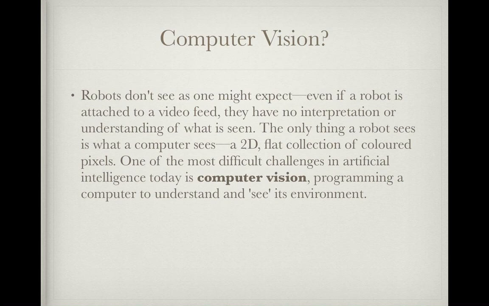Computer vision. Now this is a concept that's a little difficult in AI technology today. Robots don't see as you might expect. Even if a robot is attached to a video feed, they have no interpretation or understanding of what they're seeing. The only thing a robot sees is what a computer sees: a 2D, flat collection of colored pixels. One of the most difficult challenges in artificial intelligence today is computer vision, programming a computer to understand and quote-unquote see its environment.